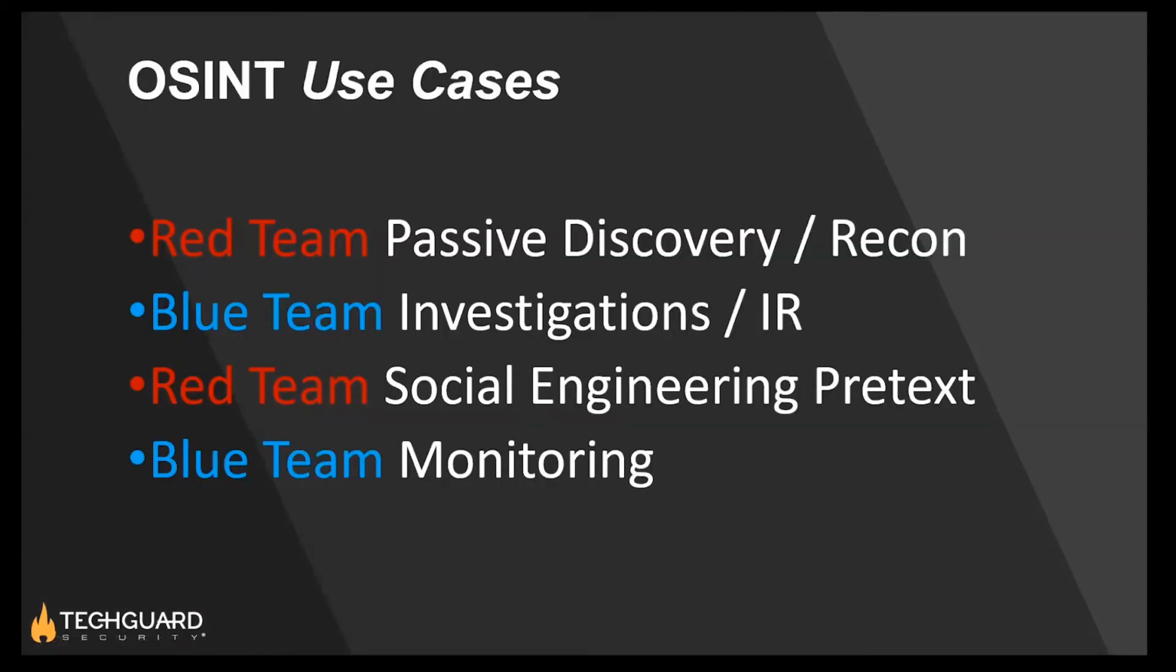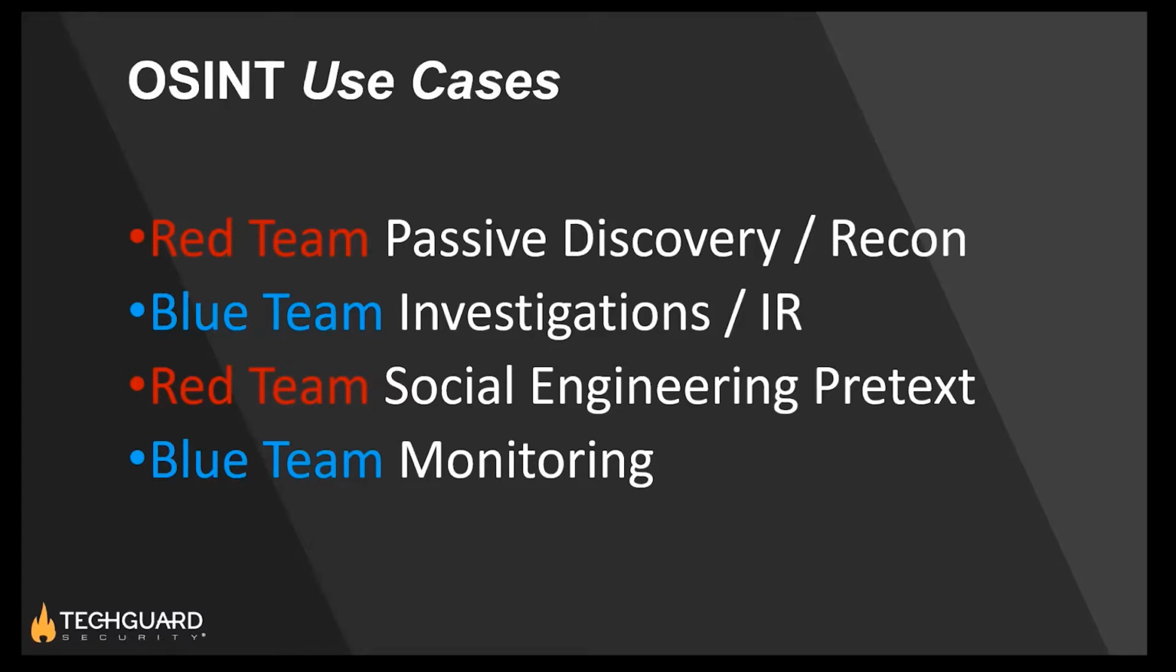OSINT use cases, I just listed 4 here, but there are obviously many more than this. From a red team perspective, we use open source intelligence to do passive discovery. For example, at TechGuard, we use NIST 800-115 methodology. You can look it up if you're interested. It is a methodology to do penetration testing. And the first phase of the actual pen test itself after planning is discovery. And you've got 2 different types of discovery, passive and active.